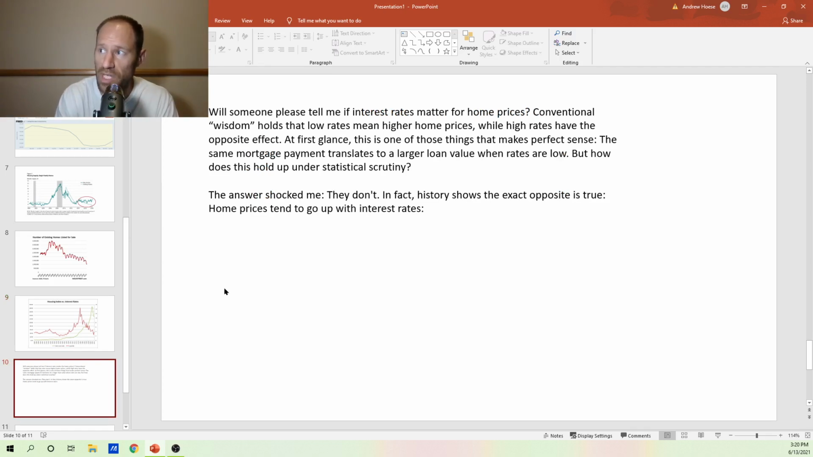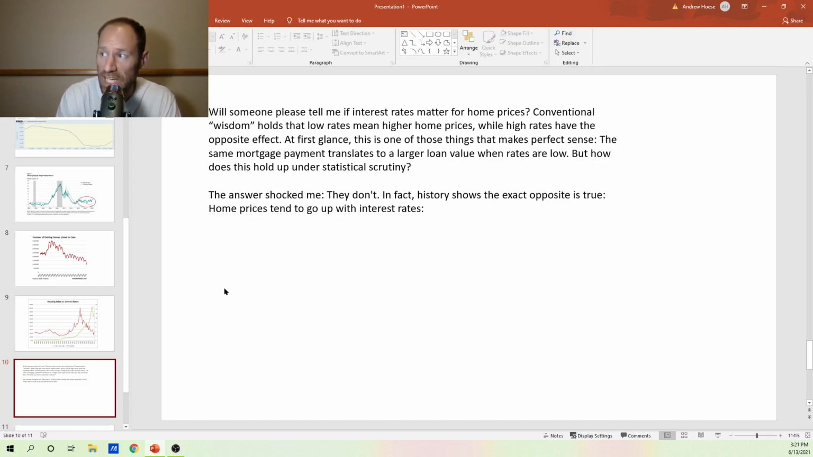It says, will someone please tell me if interest rates matter for home prices? Conventional wisdom holds that low rates mean higher home prices, while high rates have the opposite effect. At first glance, this is one of those things that makes perfect sense. The same mortgage payment translates to a larger loan value when rates are low. But how does this hold up under statistical scrutiny? The answer shocked me. They don't.